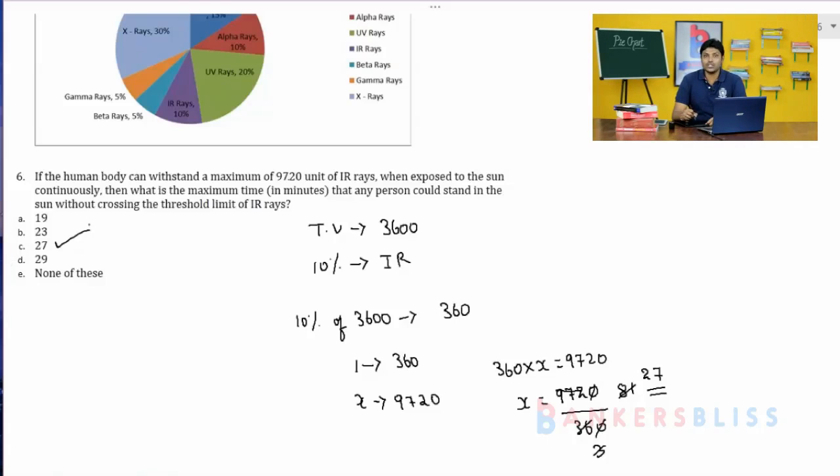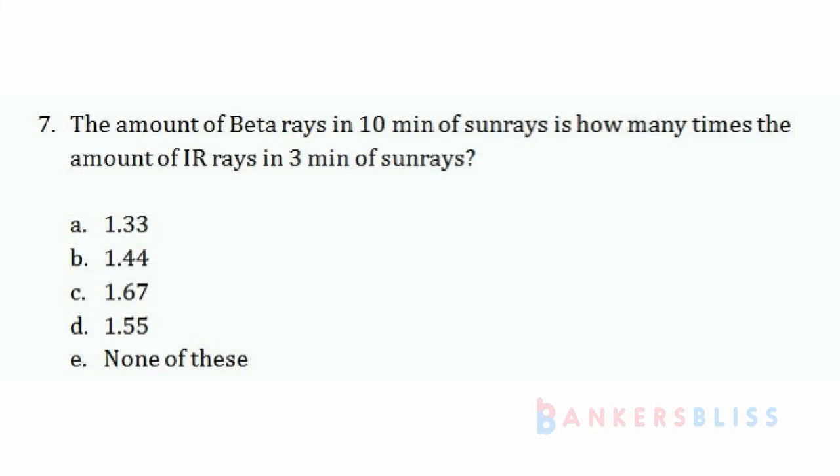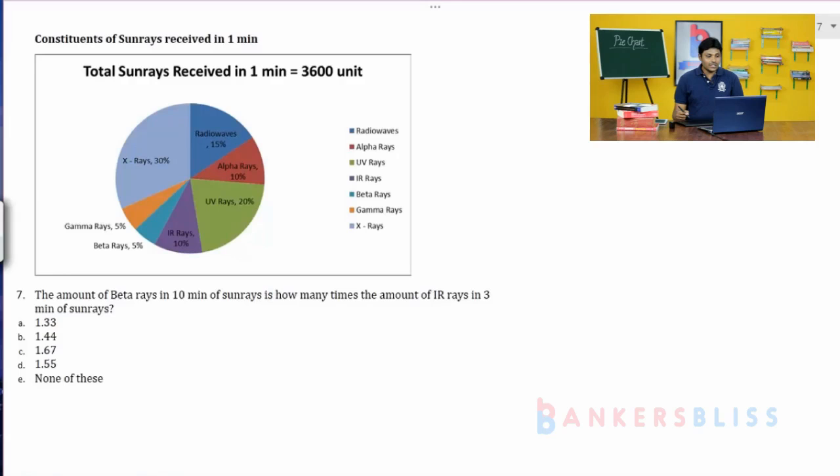Let us go to the next problem. Problem number 7. The amount of beta rays in 10 minutes of sun rays is how many times the amount of IR rays in 3 minutes of sun rays? See here, the amount of beta rays in 10 minutes of sun rays is how many times the amount of IR rays in 3 minutes of sun rays?